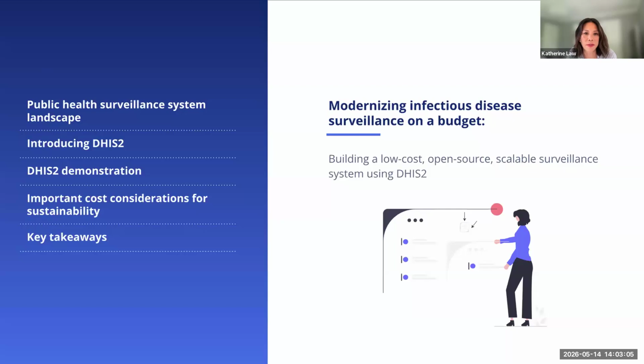Here's a quick look at the agenda for today's presentation. We'll start by examining the current public health surveillance landscape and the core operational and economic challenges that public health departments are facing. We will also outline the core design principles necessary for a long-term, sustainable, and scalable surveillance system. Then we'll introduce DHIS2 as a platform that can resolve a lot of the challenges public health departments are facing, covering its role as a global standard, its core capabilities, and its API-first architecture. Following that, we'll provide a live demonstration of DHIS2 in action, which will be led by Megan. And then lastly, we'll discuss the economic advantages and cost considerations of using this open source platform for sustainability.